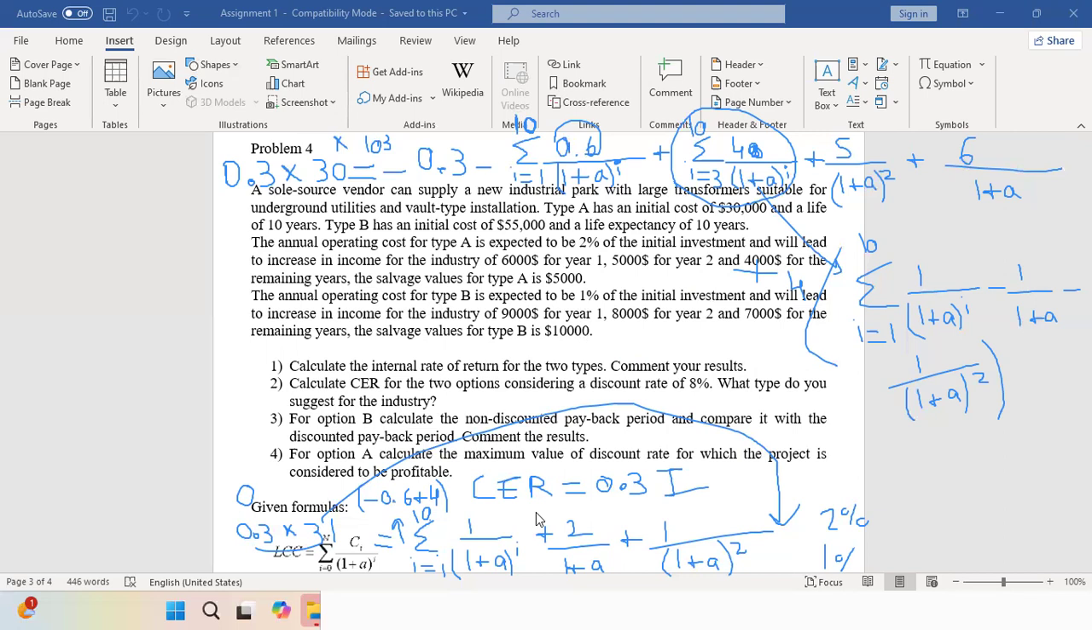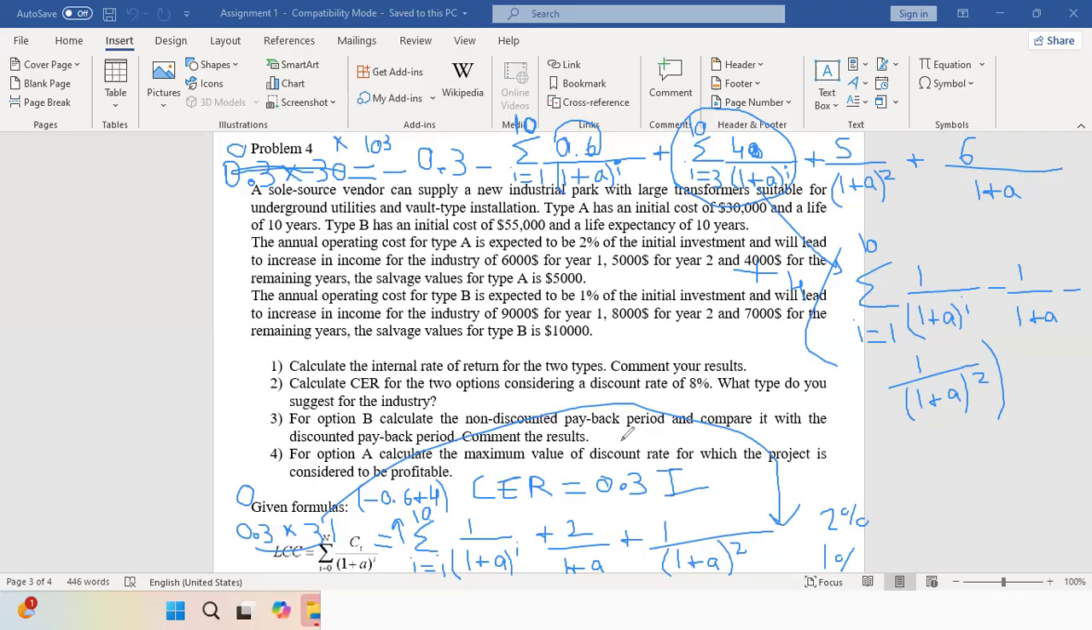In case we want to calculate the internal rate of return, we also expect to get a relatively low value, but for option A, it will be larger than 1.3%, because already this value will give a profit. So if you want to calculate the IRR, all you have to do is, instead of 0.3 times 3, just say it should be 0. If you put 0 here, then the value of A will give you the IRR. Here also, you can put it in your calculator, or you can do trial and error.